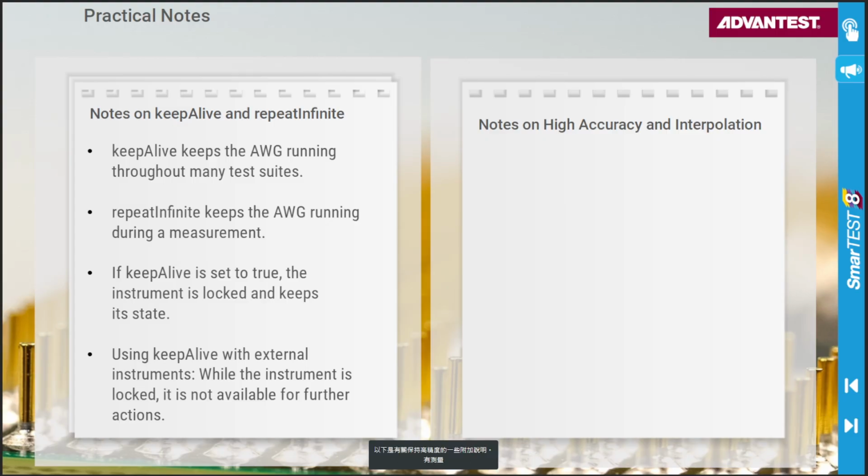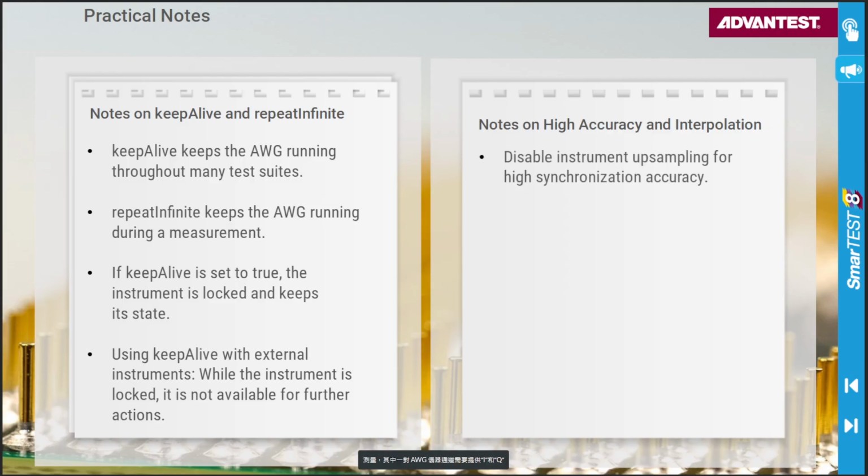And here are some additional notes on maintaining high accuracy. There are measurements that require high synchronization accuracy. For example, in an IQ measurement, where a pair of the AWG instrument channels need to source the I and Q analog waveforms with high synchronization accuracy. In this case, you have to disable the instrument upsampling by setting the upsampling property of the source waveform action to off. Because when upsampling is enabled, SmartTest will use hardware interpolation, which does not guarantee the same accuracy as when upsampling is disabled.